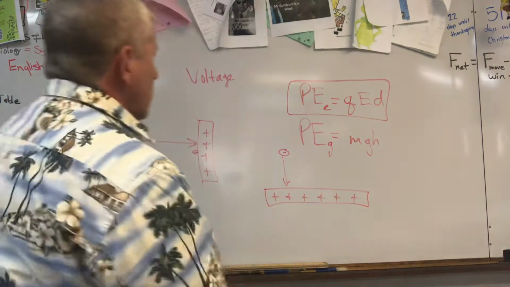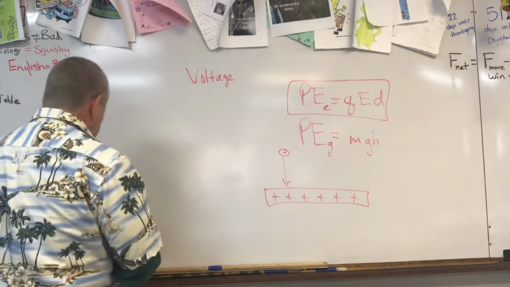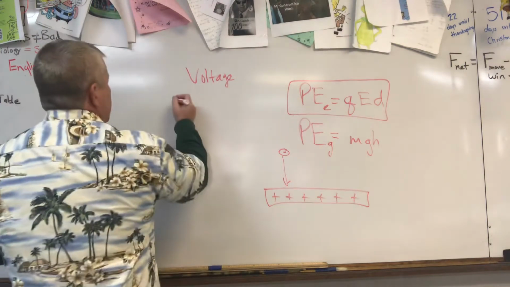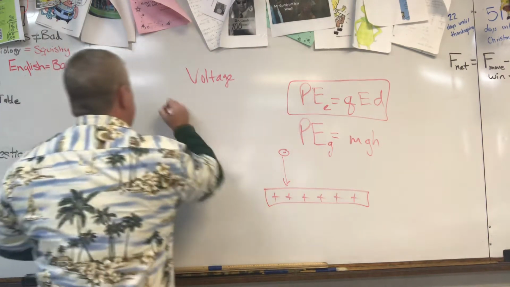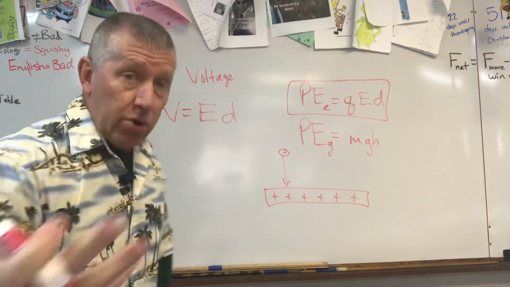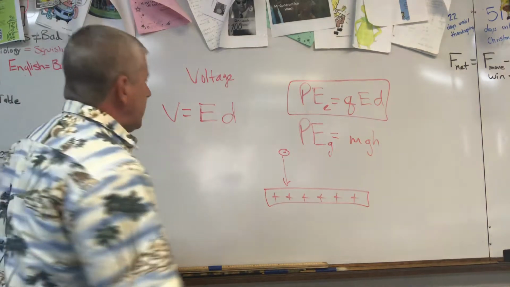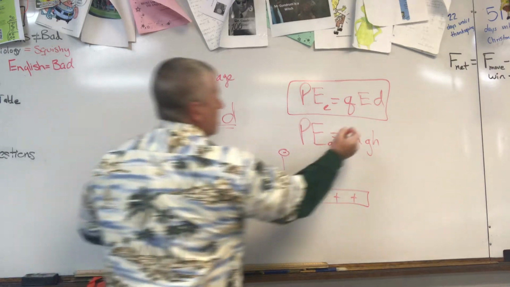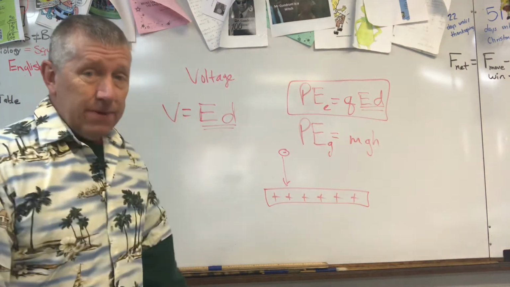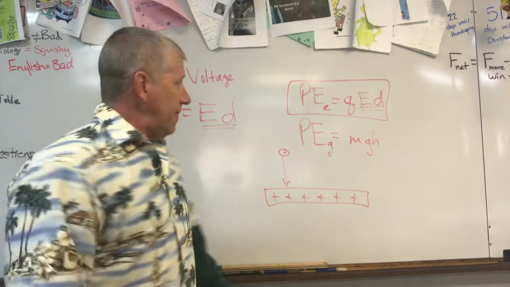Okay, so that's potential energy. Now voltage. Voltage is very, very similar, except voltage says that it's the amount of... let me give you the equation for it. This is one version of the voltage equation, the most common one. Voltage is E times d. You can see that this portion is here. What happened to the Q? Exactly. That's the difference. It doesn't make any difference what the charge is that's in this field.